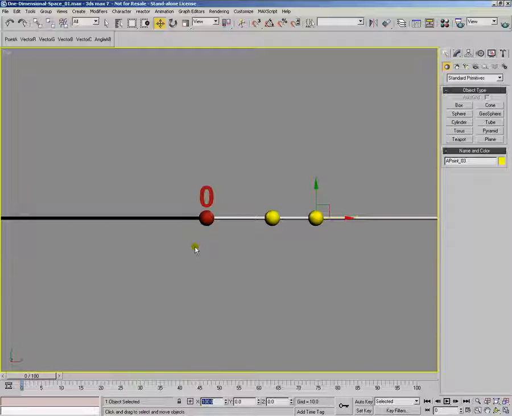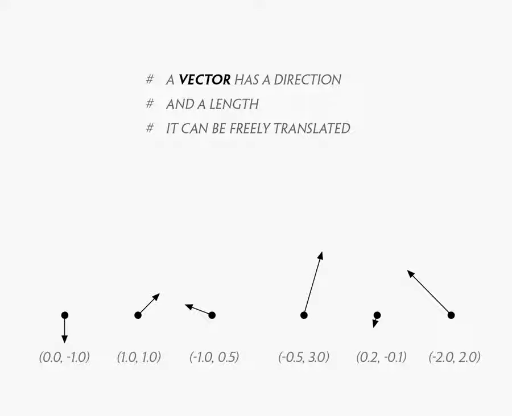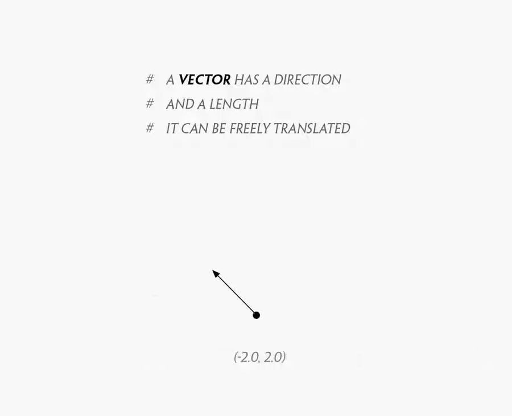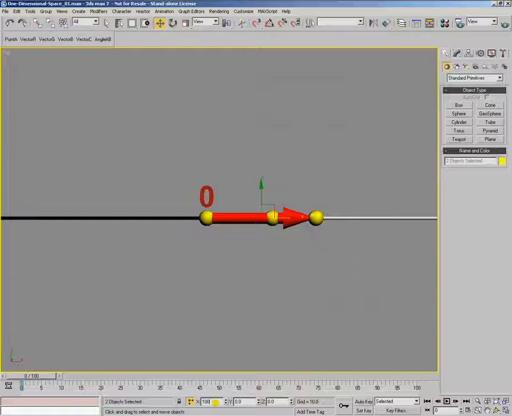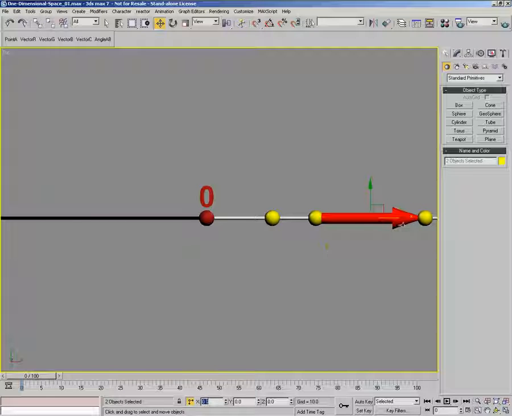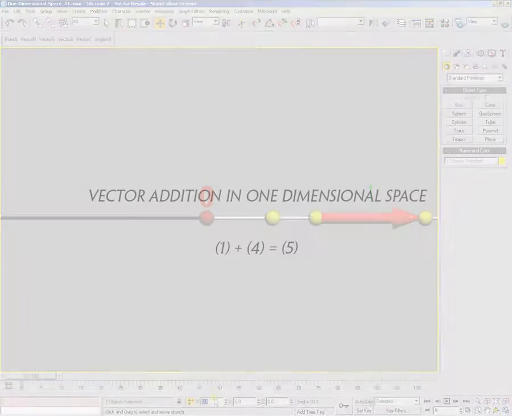We can see any point as a one-dimensional vector which has its start at the origin and the end at the point in question. A vector has a direction and length. A vector can be freely translated and remains the same vector as long as its direction and length remain the same. For example, we can translate this vector along the axis of our one-dimensional space, but the vector itself remains the same.